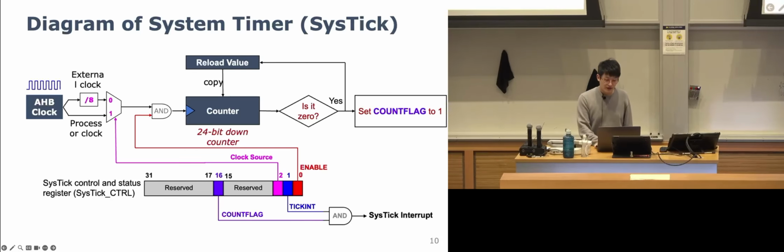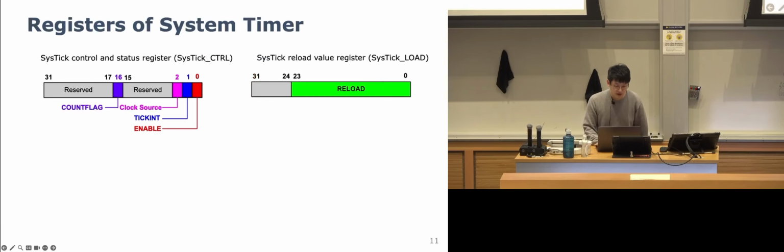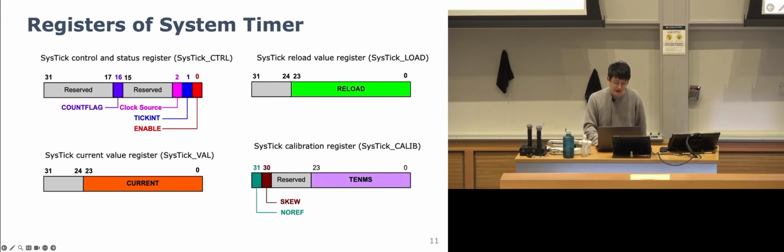Okay. And there are some other registers, the ones we talked about. We also have the reload value register, the value that determines where it starts counting down from, on 24 bits, as we said. We have the current value register, where the name explains itself, and then we have a calibration register, which I think we can briefly talk about.